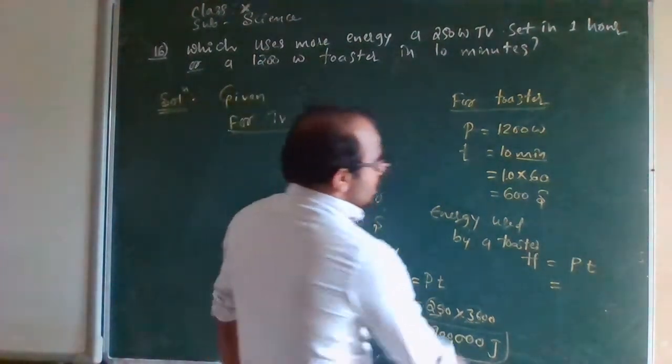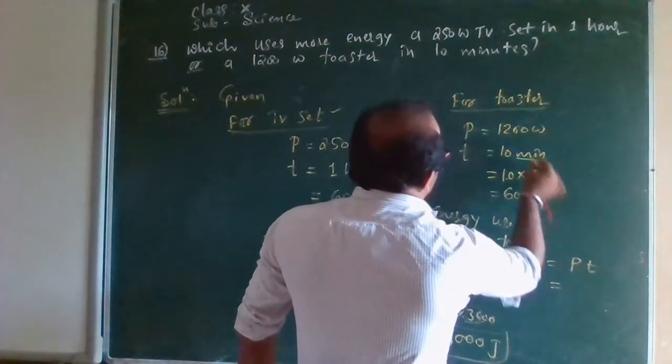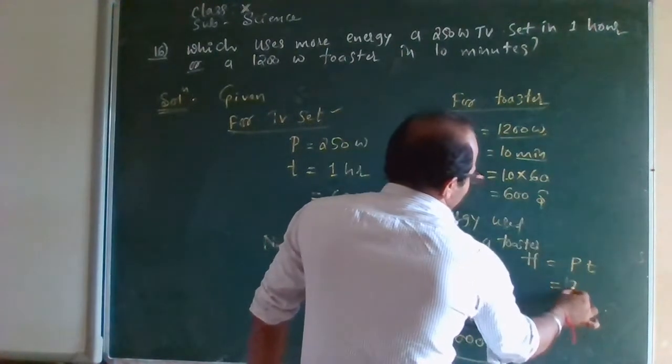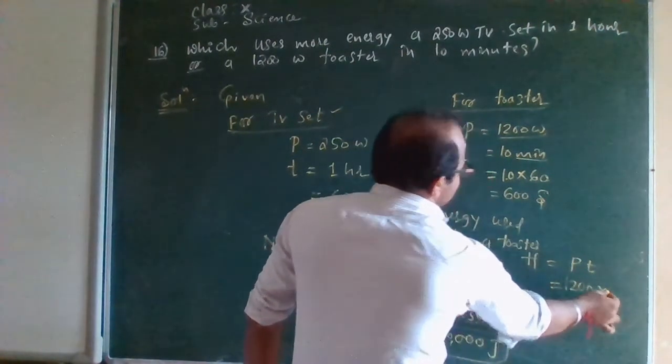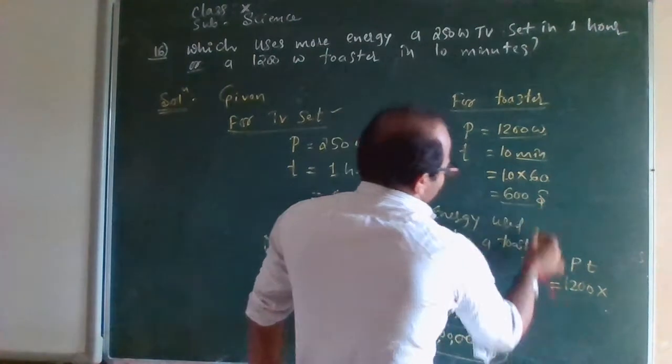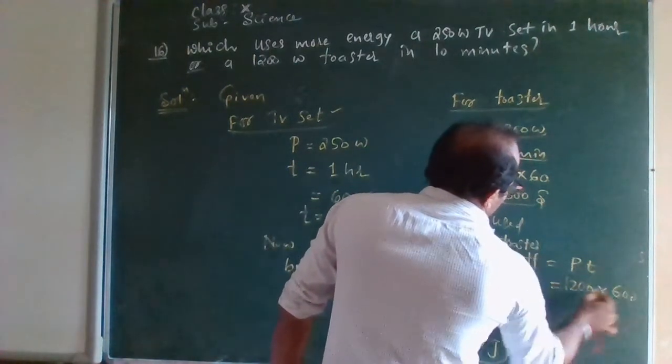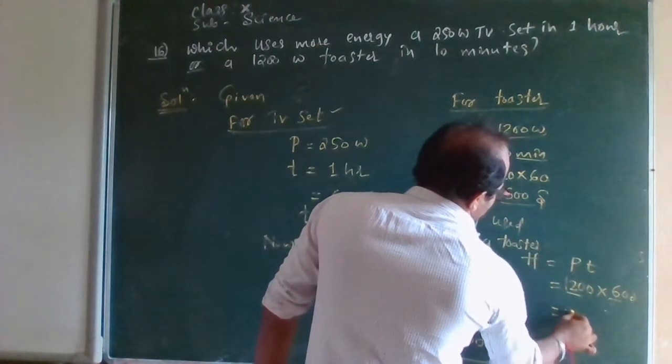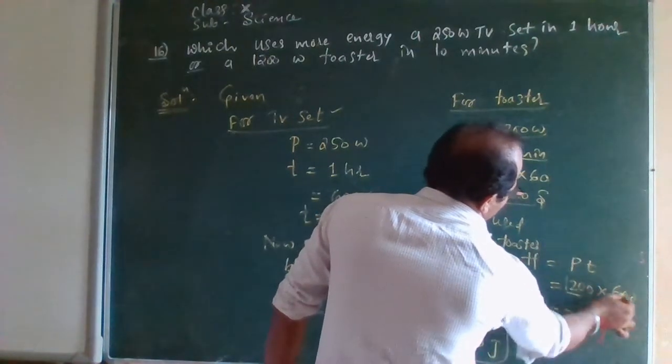PT. So P into T. P is how much? 1200. T is how much? 600. So 12 6 72. How many zeros are there? 1, 2, 3, 4?